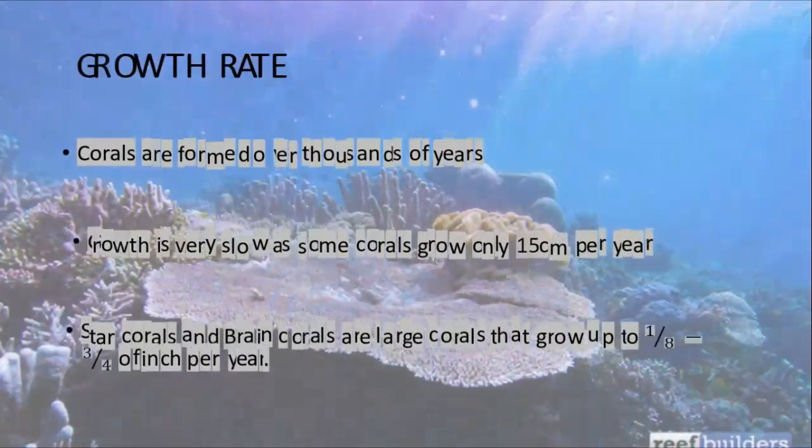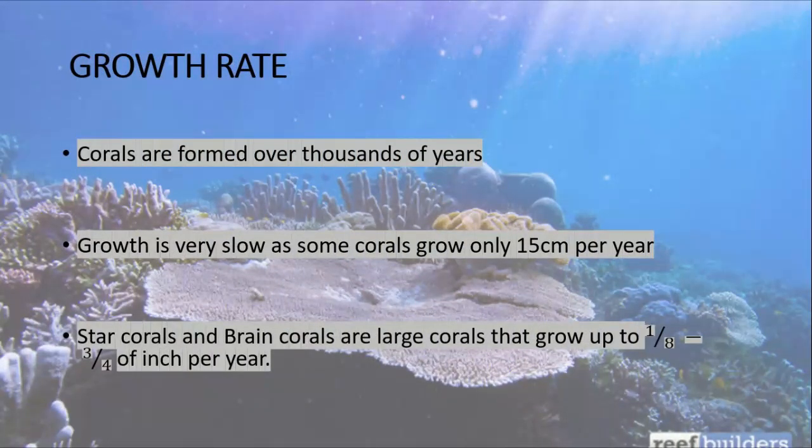Then if you talk about the growth rate of these corals, they take thousands of years to form. Growth is very slow, as some corals grow only 15 centimeters per year. Another good example for this is star corals and brain corals. They are large corals that grow up to 1/8 to 3/4 of an inch per year.